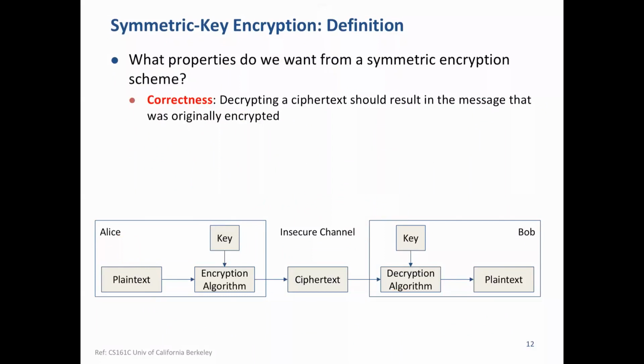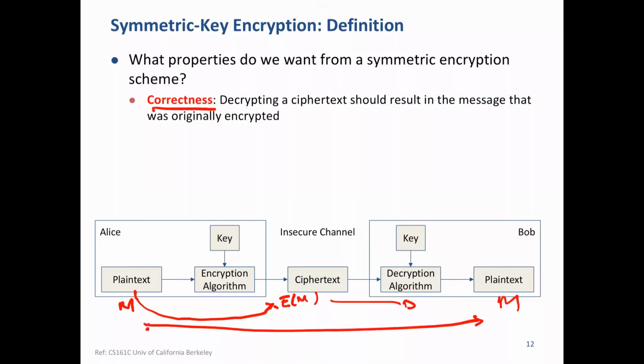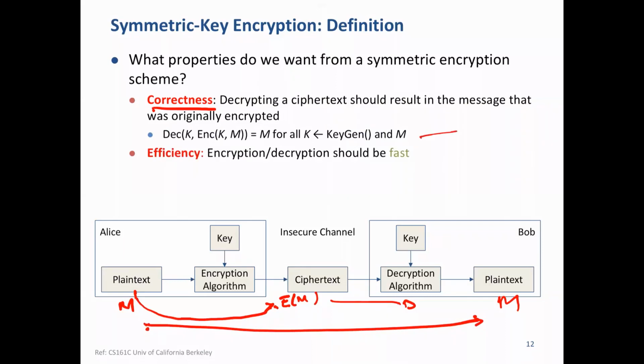So what properties should it have? It should be correct. It means that whatever message is sent here will get converted into E of M, and when it's decrypted, you will get exactly the same message M, whatever the length of the message. So this is depicted here.